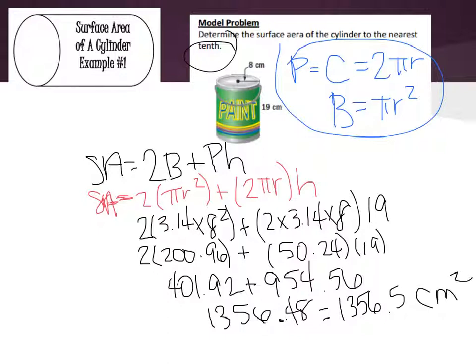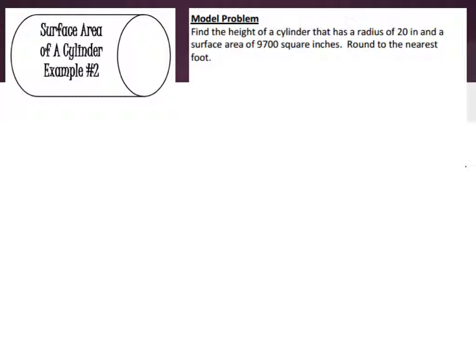So for our paint can, we took our top and our bottom, those are the bases. We took the distance around the circle, that's the circumference, and multiplied by the height. Alright, for our last example together, we're going to find the surface area of a cylinder for example number 2.